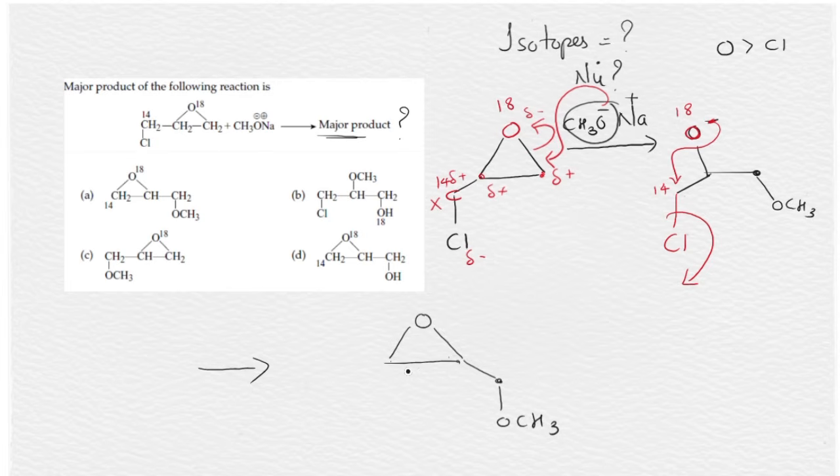All put together in the longest chain, we still have 3 carbons. And where is the labeled oxygen? Here. And where is the labeled carbon? Here, like this. So oxygen 18, carbon 14 must be adjacent to each other. And where do we have it? In option A. Therefore, this is the correct answer.